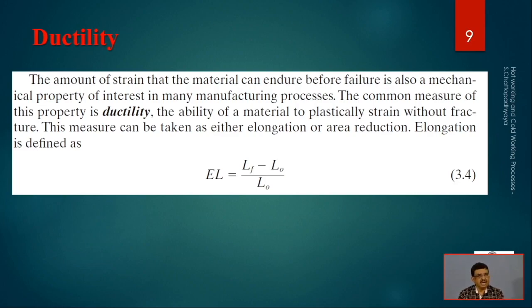And this measure can be taken as either elongation or area reduction. Elongation can be found as the final length minus the original length divided by the original length, and from there the elongation is defined.